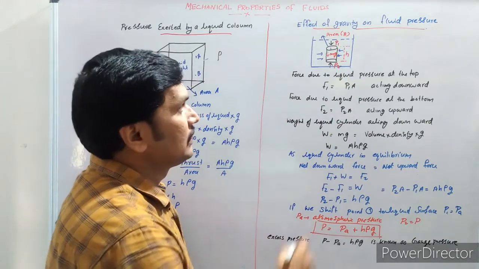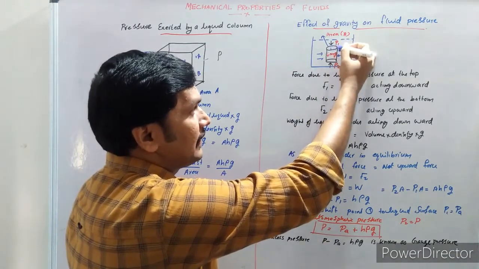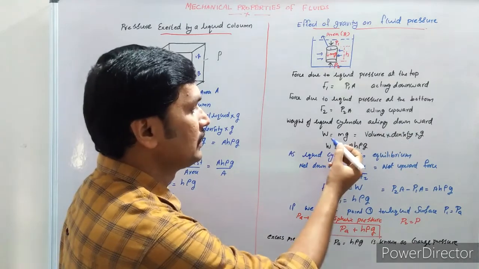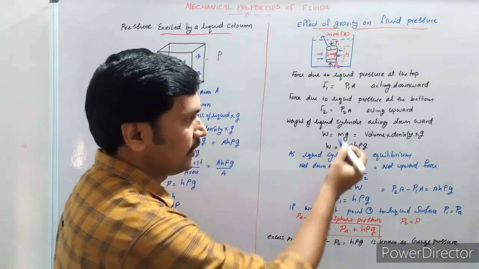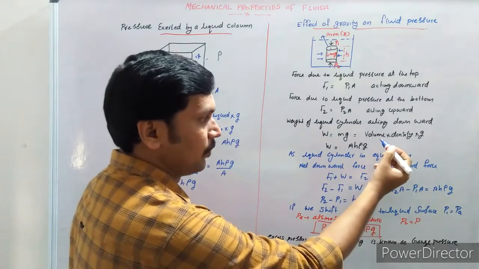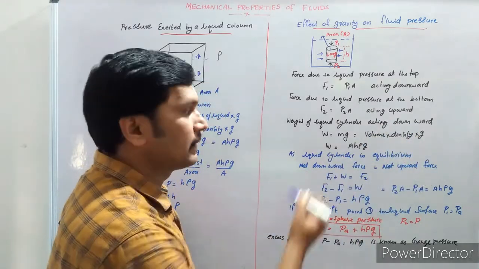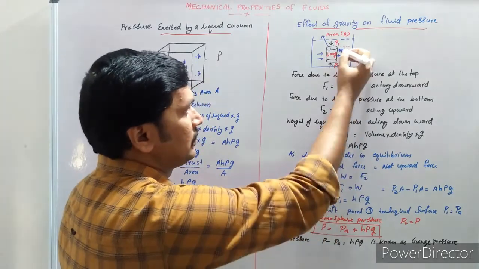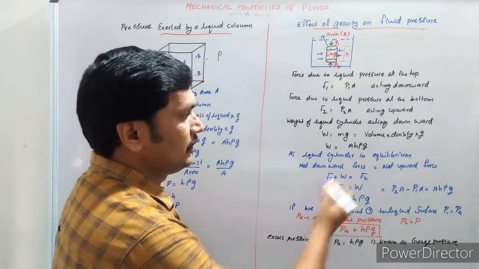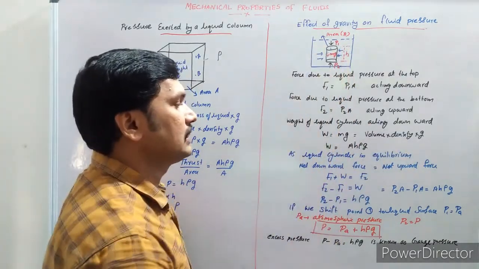So one more force is there, that is the weight of this cylindrical liquid element. The weight of the liquid cylinder acting downward is W equal to M into g, where M is the mass of this cylindrical element and g is the acceleration due to gravity. Mass can be written as volume into density. The volume is A into h, where h is the height of that cylindrical element, so A h rho g becomes the weight of the cylindrical element.